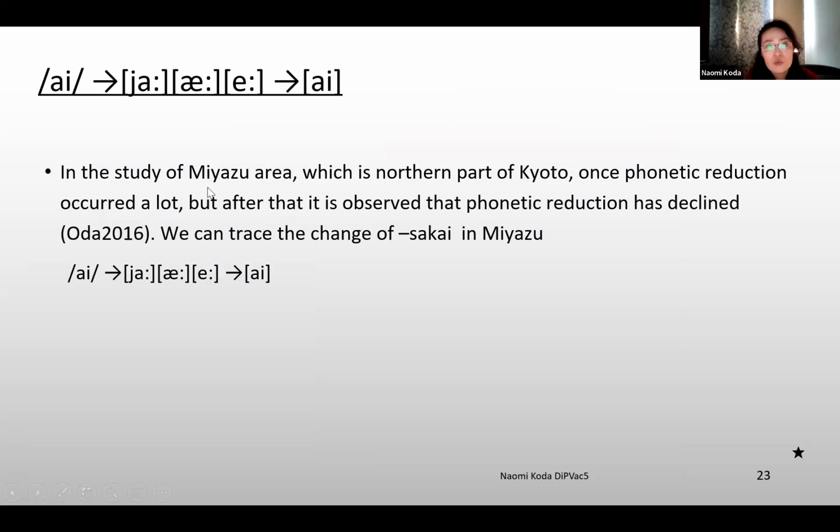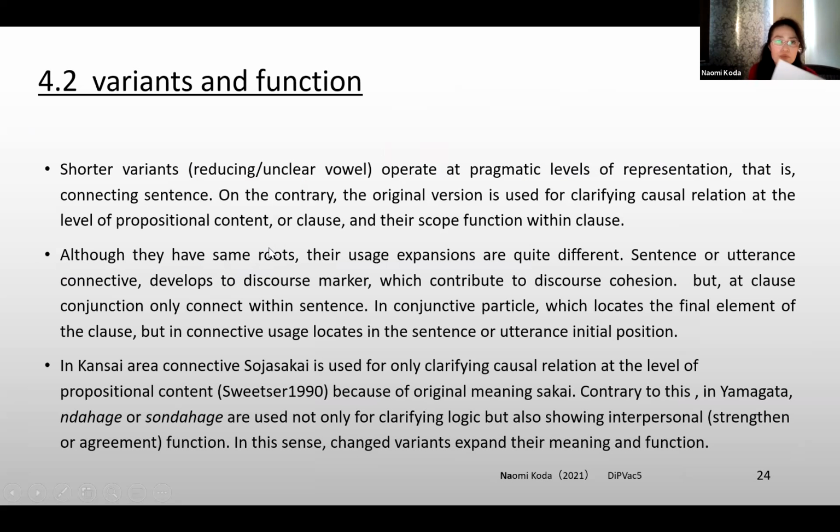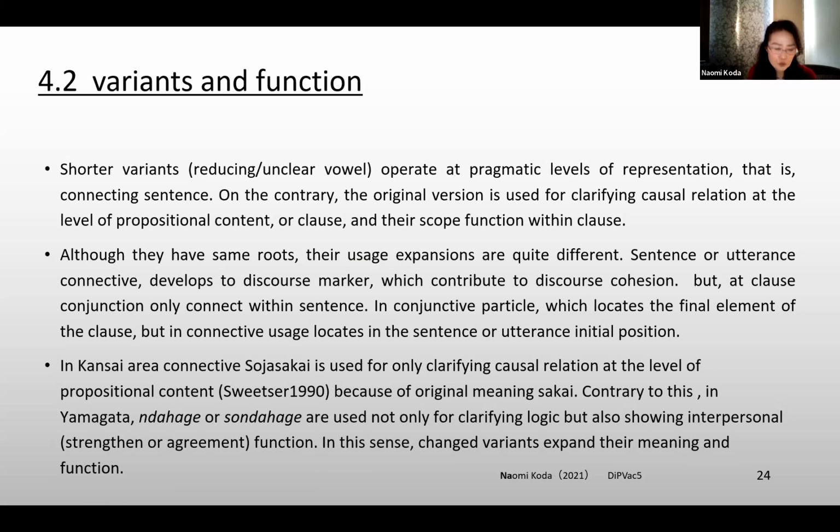In the study of Miyazu area, in the northern part of Kyoto, phonetic reduction once occurred a lot, but after that it is observed that phonetic reduction has declined, according to Oda 2016. So we can trace the change of sakai in Miyazu like this. Variants and function.